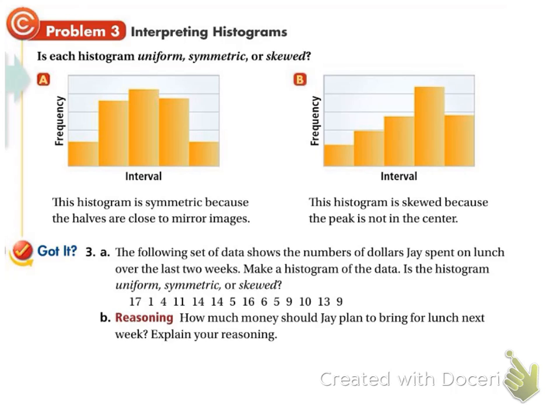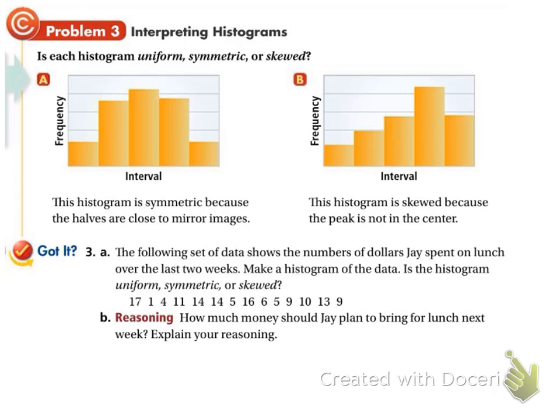So, let's not do our got it problem. Let's just look at these. So if we look at this one, it looks like if I draw a line down the middle, they're the same on both sides. So I would say that this one's symmetric. Okay, this one clearly is skewed, right? It's not symmetric, it's not uniform, it's skewed.